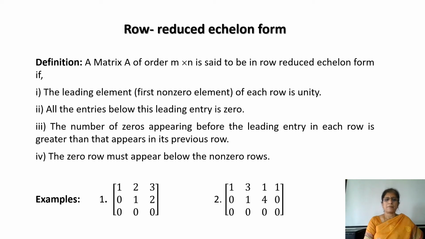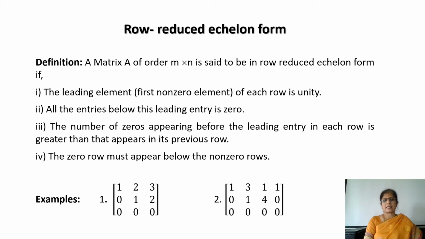For example, two examples are given here. The first one is 3 cross 3. It is 1, 2, 3, 0, 1, 2, 0, 0, 0. Here we can observe the first row, first element, the leading element is 1, and then below 1 the entries in the second and the third rows are 0. Then after 0 in the second row, the next leading entry is also 1, and the zero row is placed at the bottom, that is the third row.